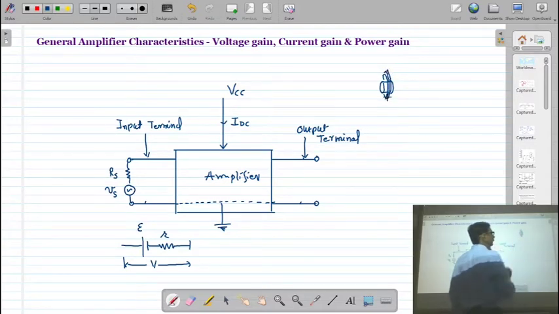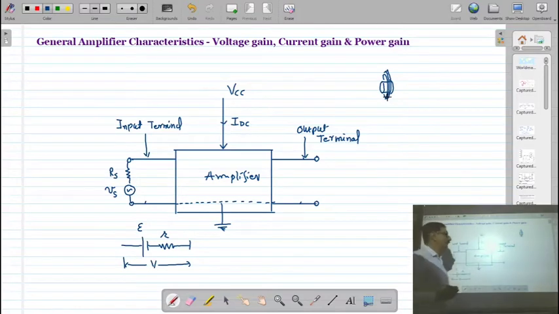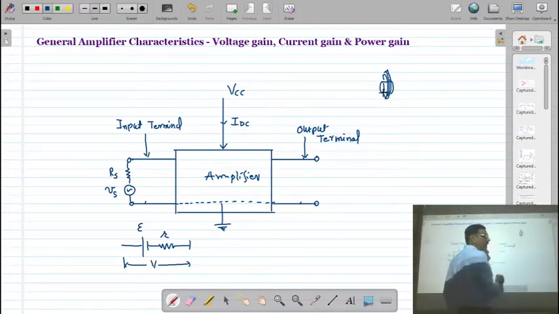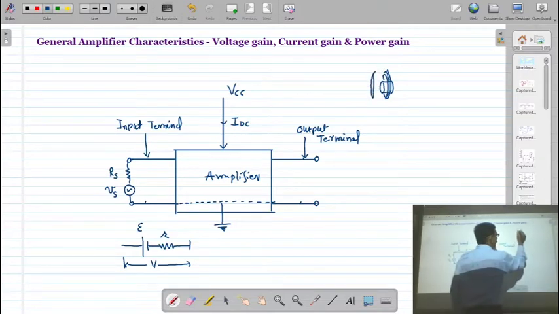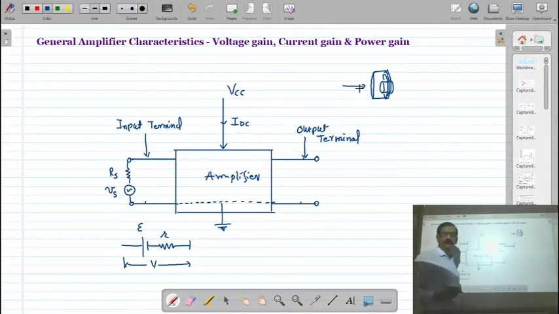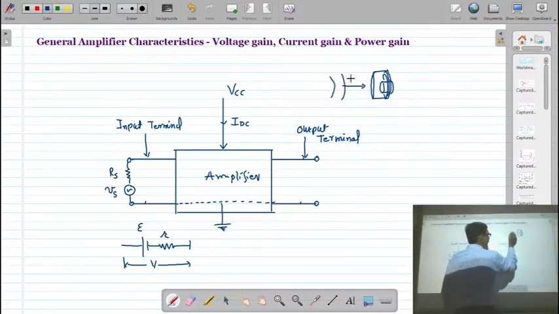Remember, this coil is going to be attached with this magnet. Now here there will be a kind of a diaphragm. So when we speak, it is going to produce a pressure on the diaphragm. The sound wave is nothing but a pressure wave.